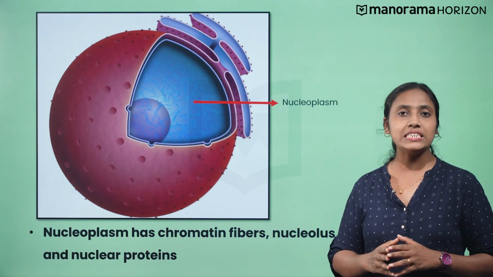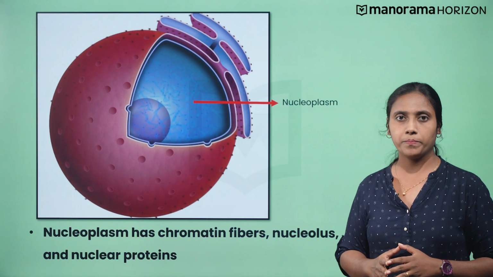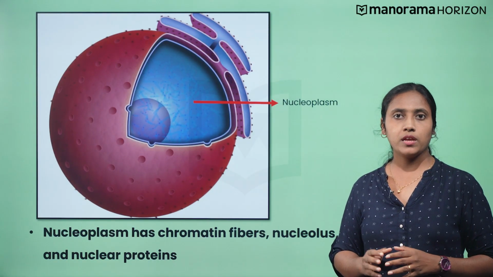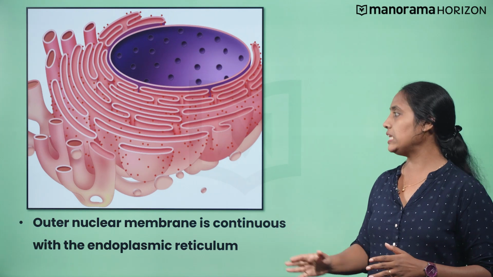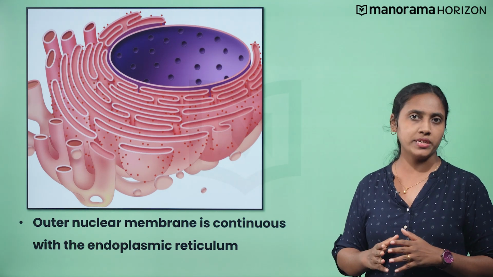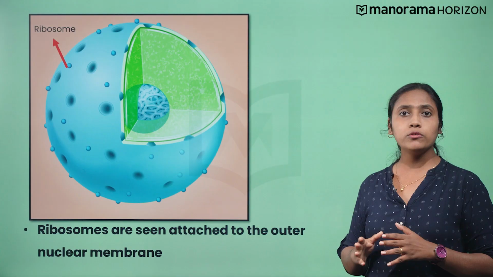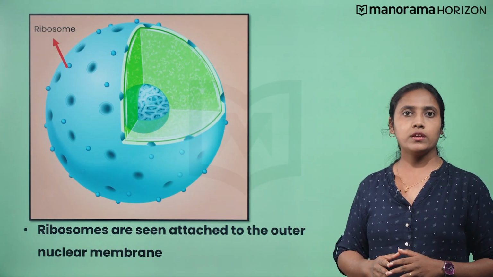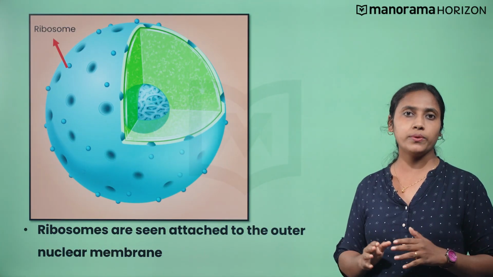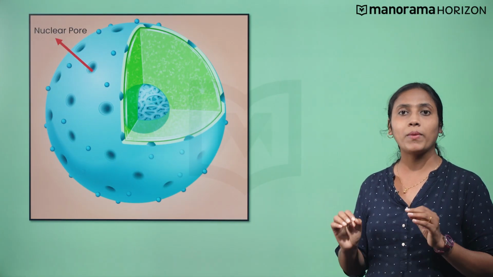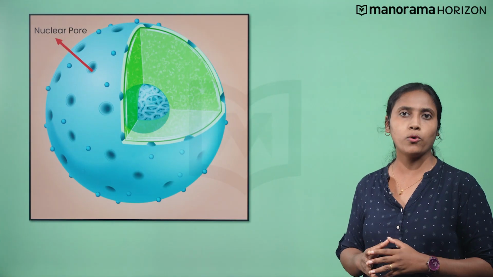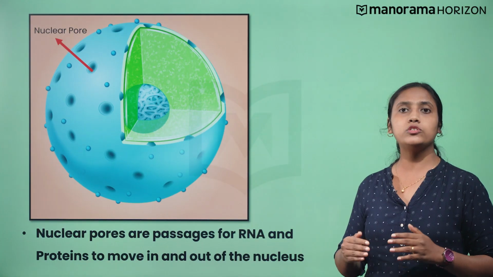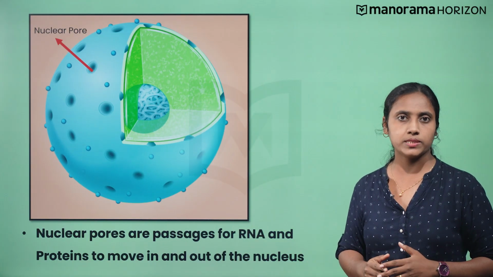We'll now see the detailed structure of a nuclear membrane. As said earlier, nuclear membrane is double layered. The outer nuclear membrane is seen continuous with the endoplasmic reticulum. Ribosomes are also seen bound with the outer nuclear membrane. The nuclear membrane is not continuous in many places. It has minute pores called nuclear pores. These pores act as a passage for RNA and protein to move in and out of the nucleus.